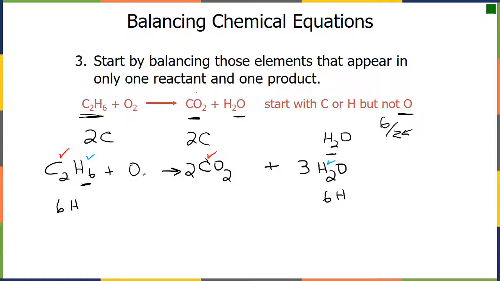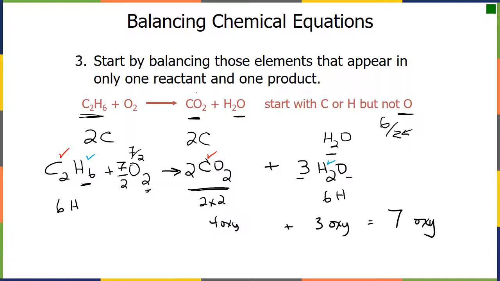Now, oxygen comes in a package of O2. On the product side, we're going to add these up. We have 2 times 2 for a total of 4 oxygen. We have 3 times 1 for a total of 3 oxygen. If we add these up, we get 7 oxygens. Note, if we like, we can simply go 7 divided by 2, because it comes in a package of 2 here, and have 7 halves. Most of us do not particularly like having fractions in this, and we fix that by multiplying the entire equation through by 2.